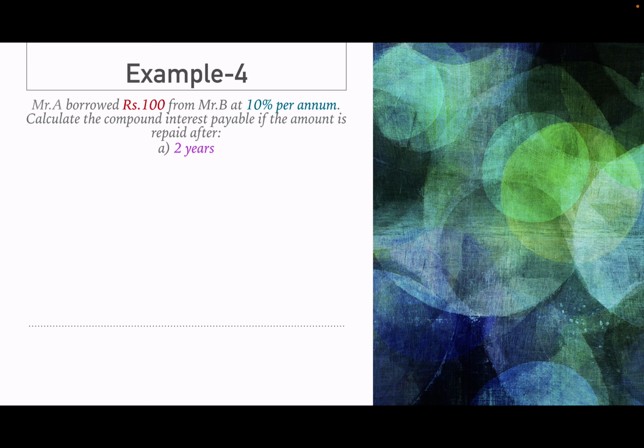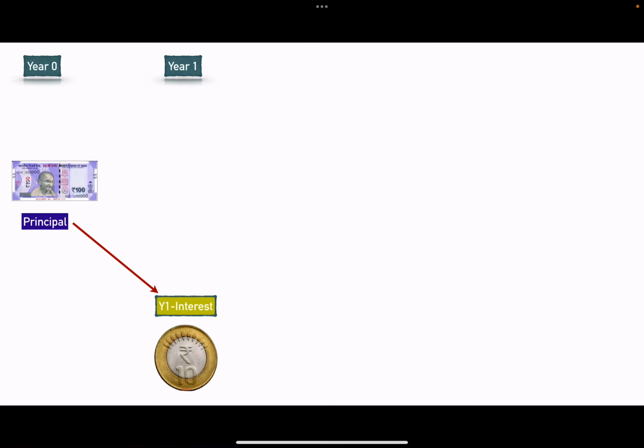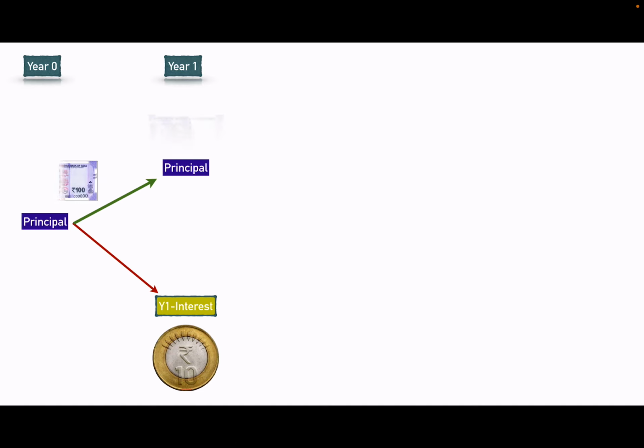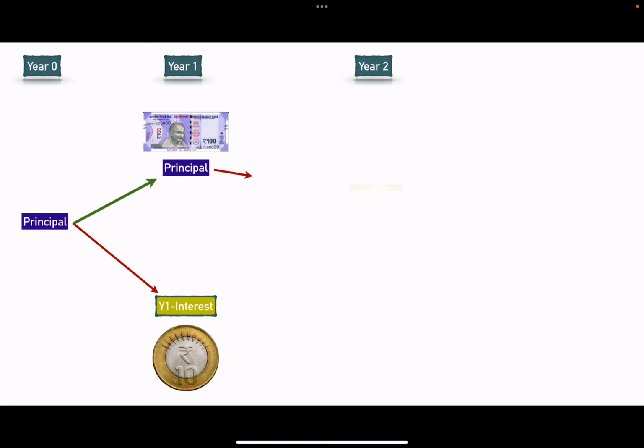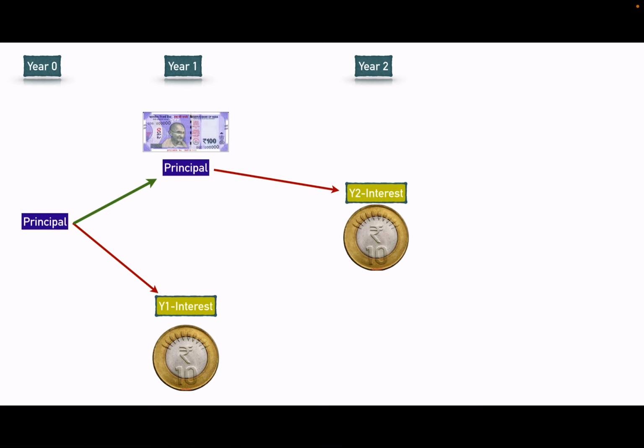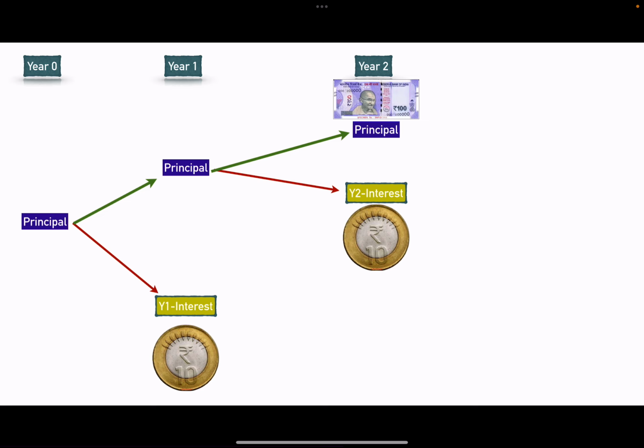Okay, so let's look at this. We are taking the tree diagram again. In the first year, I owe Mr. B interest of rupees 10, 100 into 10% into 1 year. Okay, at the end of second year, I owe him how much? 100 rupees, and I have to pay interest on him at 10% again. So how much do I owe him? 20 rupees now, along with the principal, right?